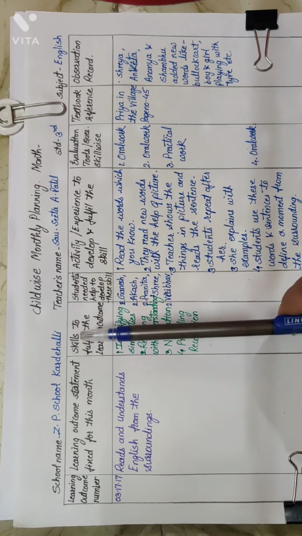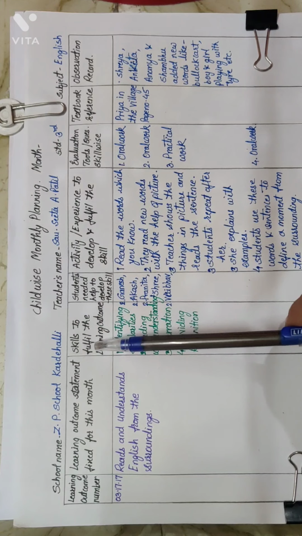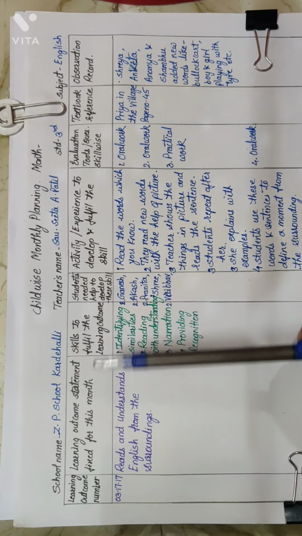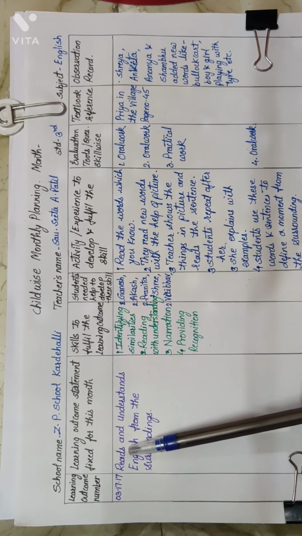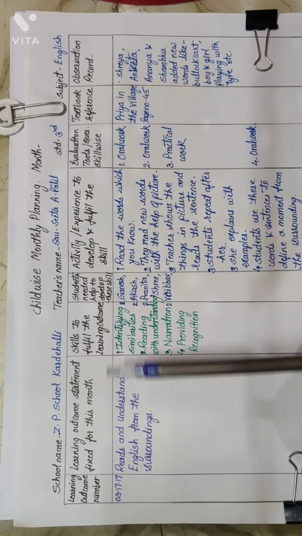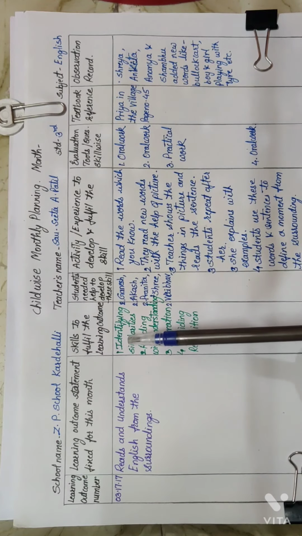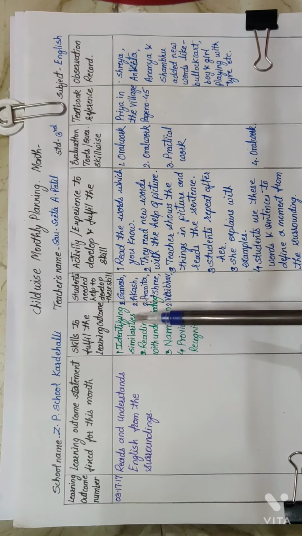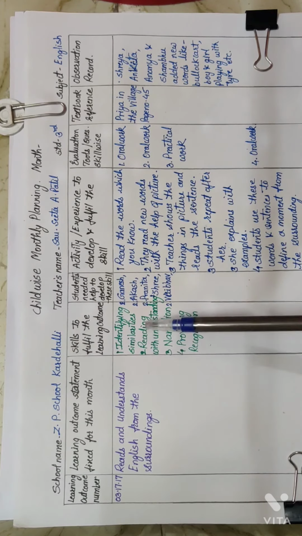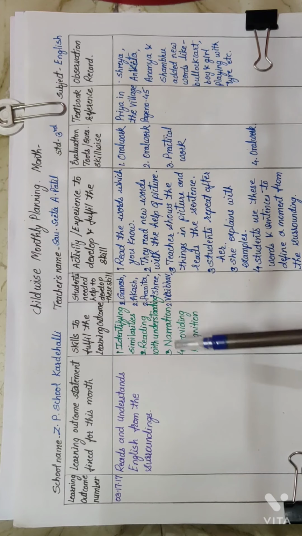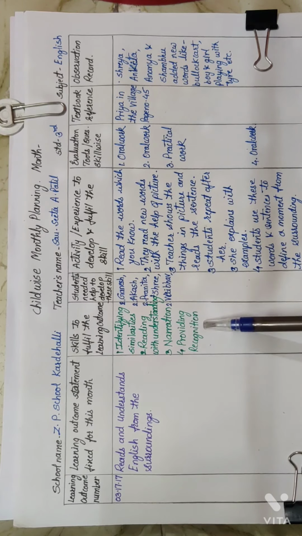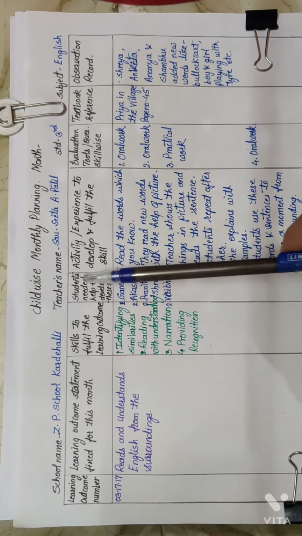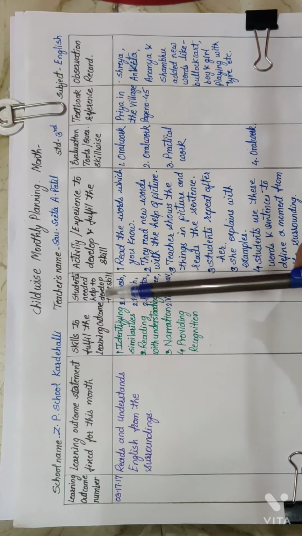And in the third column, skills to fulfill the learning outcome. For the selected learning outcome, what skills we have to develop in the students, they are here. The first is identifying similarities. Second, reading with understanding. Third, narration. Fourth, providing recognition.